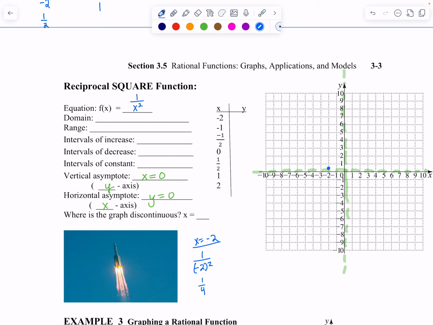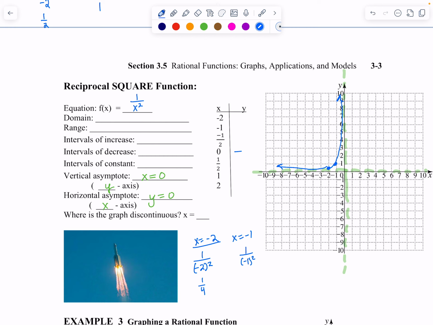If I put in a 1, so x is negative 1, that's going to be 1 over negative 1 squared. So that's just going to be 1. I can go ahead and graph that on that side. Notice when we have 0, it's not going to be anything, right? Because you can't have 1 over 0.